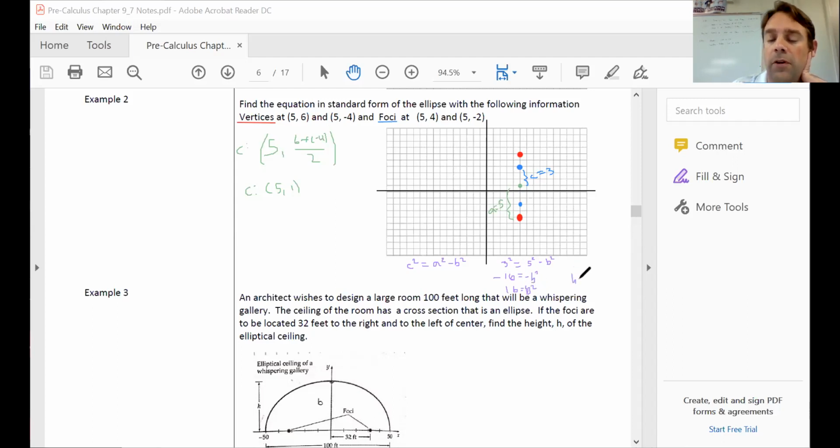I mean, if I wanted to graph it on my graph, I could. b is 4. I'd go left and right 4, but I don't have to do that. So I'm not asked to graph it. I'm more asked to just deal with the equation. So this is a vertical ellipse, so that means the b is underneath the x. The a is going to be underneath the y.